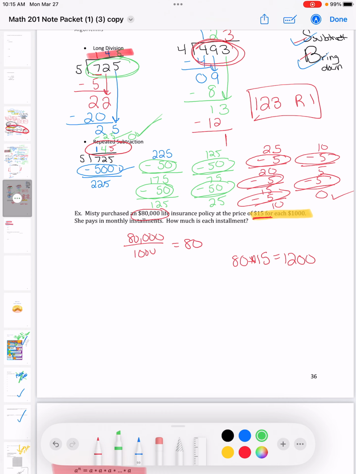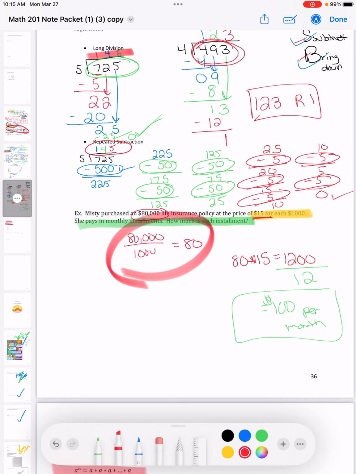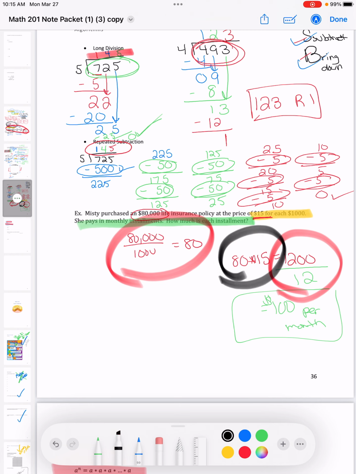Now up here in the directions, it says she pays monthly installments. So monthly makes me think I need to divide by 12 because there are 12 months in the year. So that means she pays $100 per month. This is called a multi-step problem because we had to do several different operations. We divided twice. So we've got one division and another division, and we also had to multiply. So we had to do several different operations, which makes these a little bit more complicated.